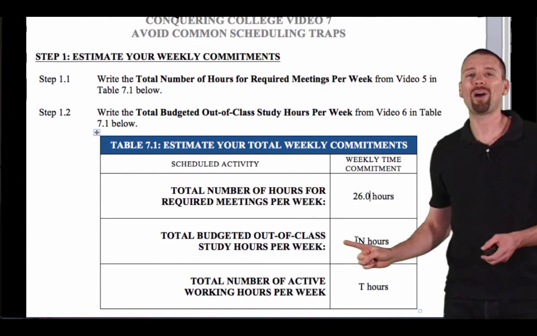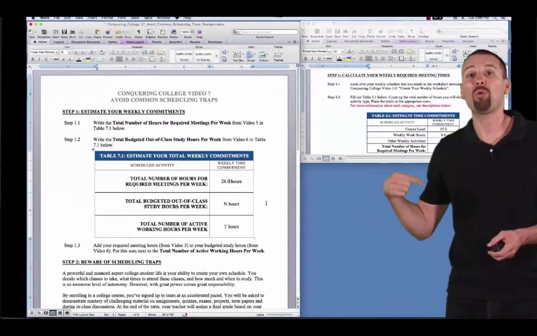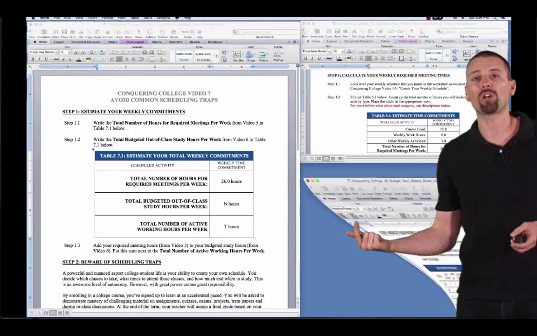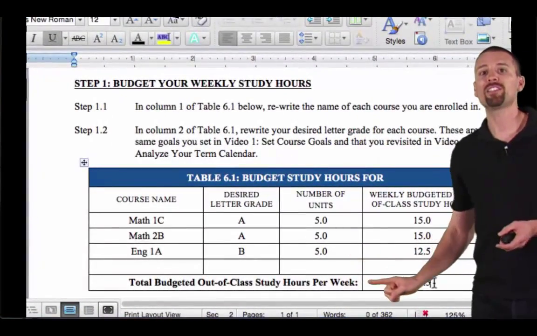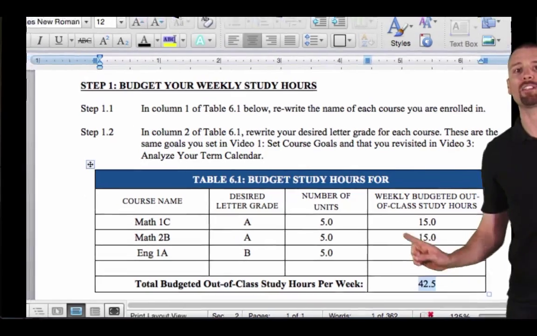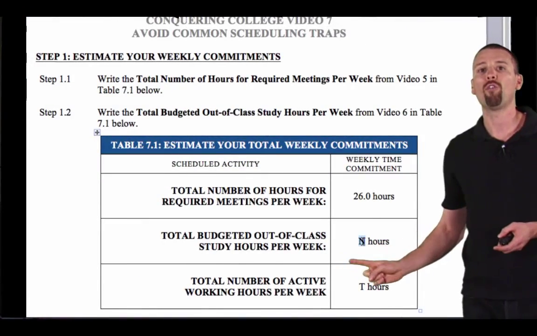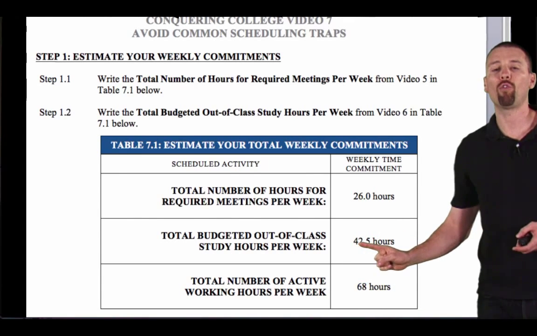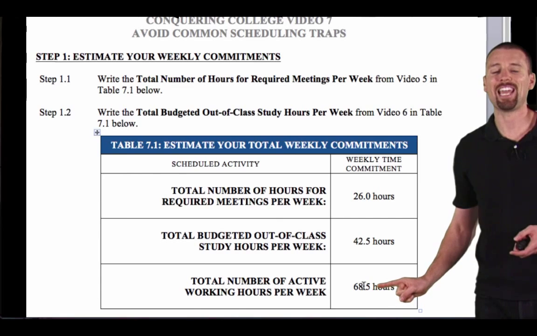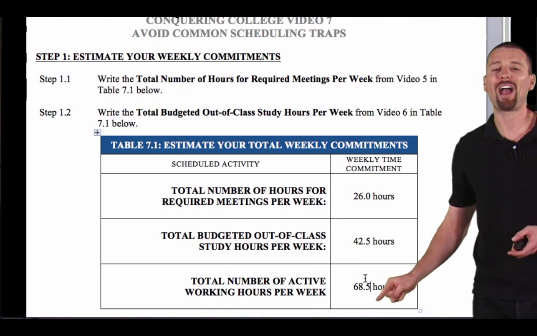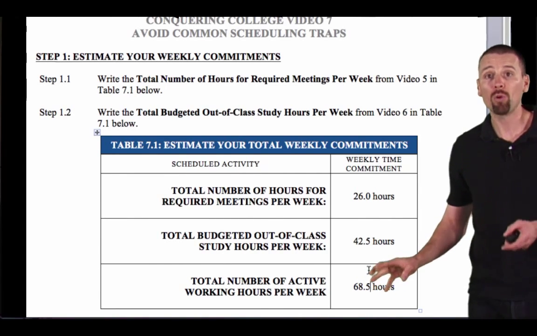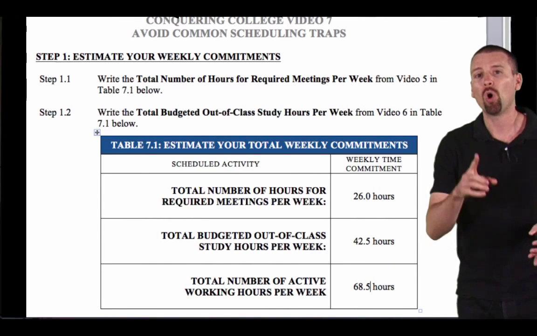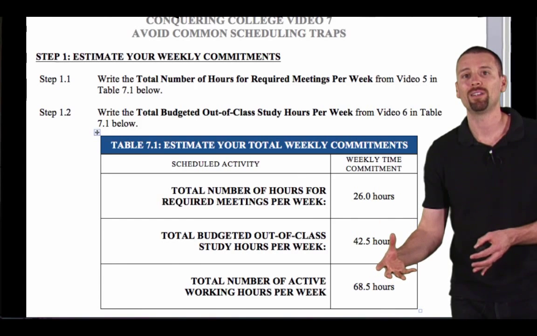To get the total budgeted out-of-class study hours per week, that was the total that I calculated in video 6. We go ahead and open that worksheet. We take a look at this number, which was just the number of hours that I'm going to expect to spend for each one. In this case, it was 42.5. And then I just add 26 to 42.5, which is 68.5 hours per week. So this is the number of hours that I'm expecting to work per week on either my personal stuff, employment, clubs and all that, or studying for class, right?